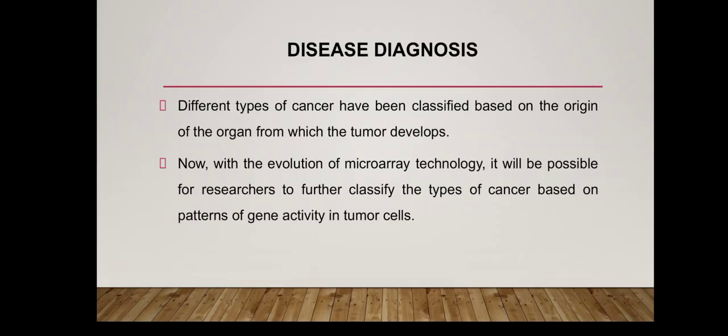Disease diagnosis. Before microarrays, cancers and other diseases were grouped based on the organ they started in, like lungs, breast, or liver. Now, with microarray technology, scientists can look at the activity of genes in cancer cells. This helps them to better understand and classify cancers based on how the genes behave, not just where the tumor started. In simple words, microarray helps to find the more detailed type of cancer by checking which genes are turned on and which are off in tumor cells.